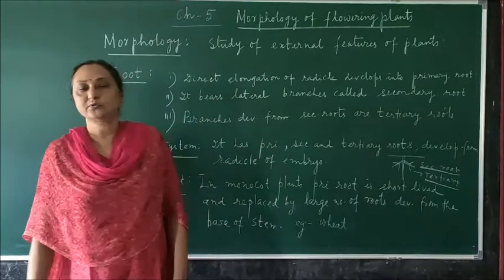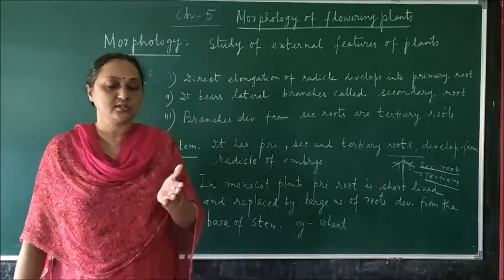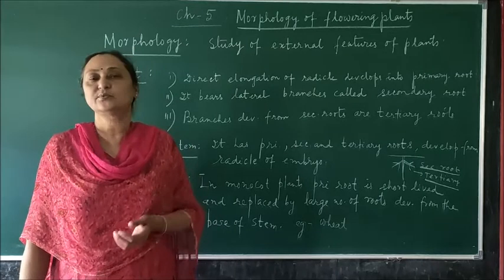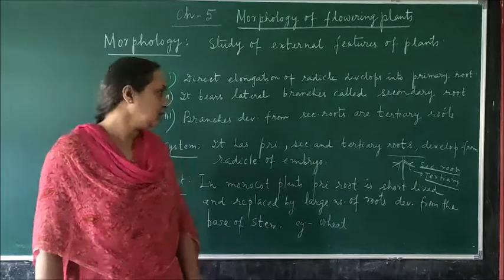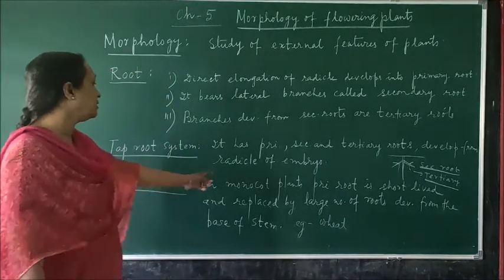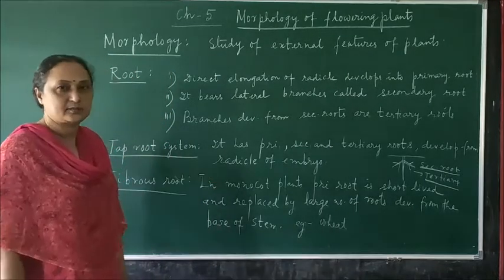So in the tap root system we can find a main root which is called the primary root, and the branches which develop correspondingly are called the secondary and the tertiary roots. Mainly in dicot plants we find the tap root system.